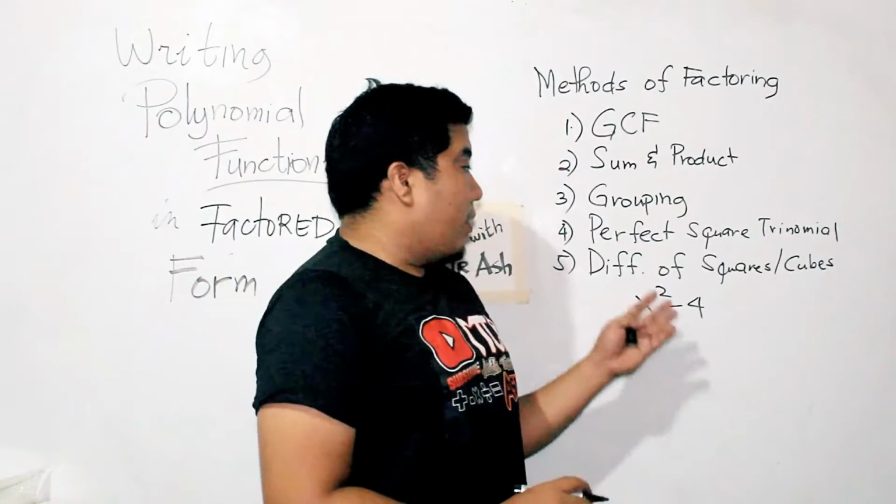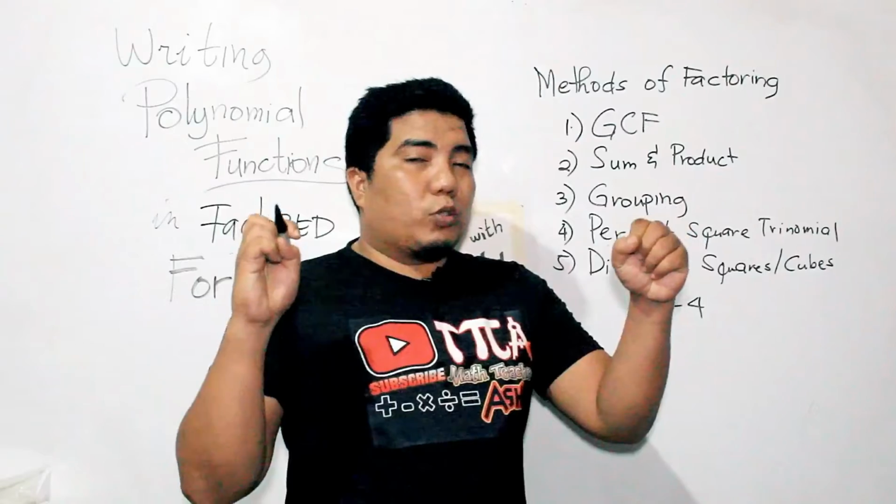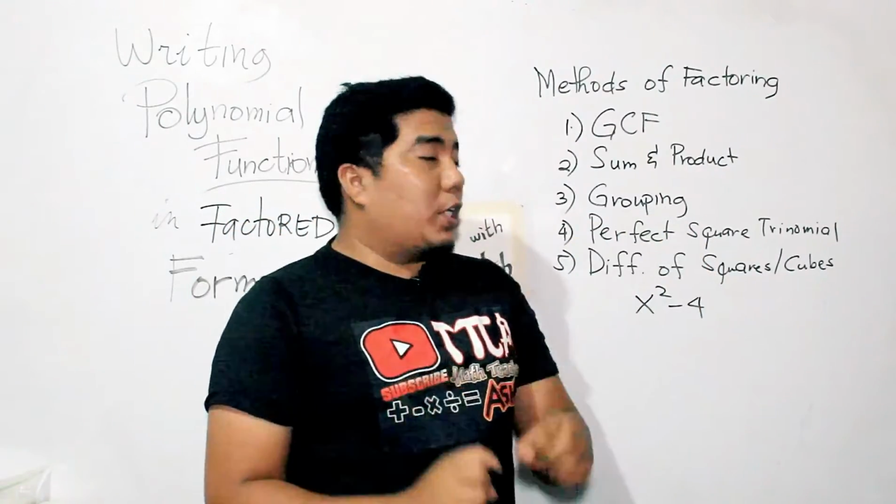Okay, math learners. For the difference of squares, of course, that is two perfect squares being subtracted from each other.